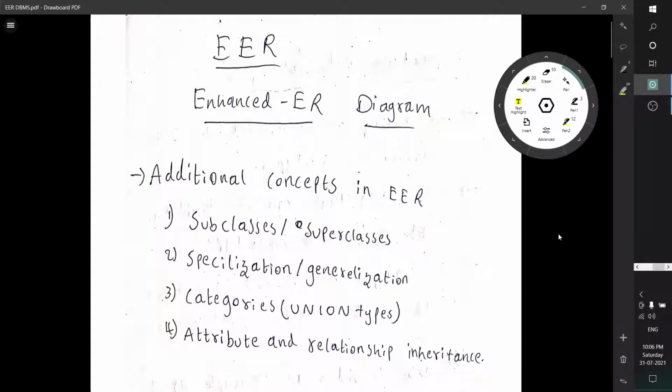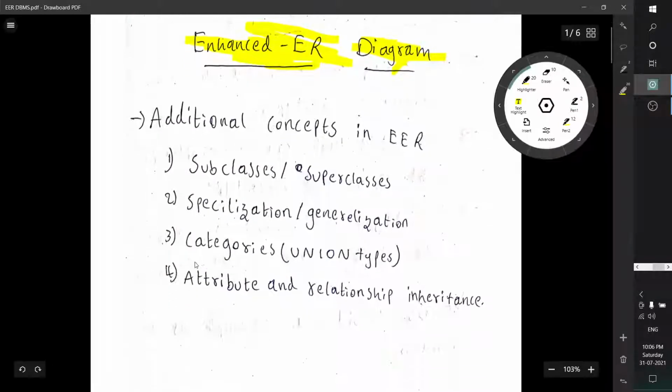This is almost similar to the entity relationship diagram, which is used for representation purposes. Representation of a particular table is done with the help of ER diagrams, whereas in the enhanced entity relationship diagram there are some additional concepts. They are subclasses or superclasses, specialization or generalization, categories, union types, attribute and relationship inheritance. So we will discuss them one by one in this enhanced entity relationship diagram.